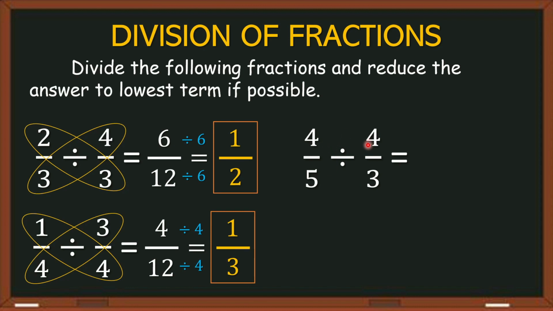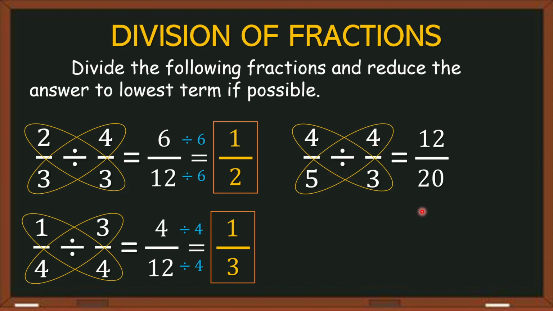Punta naman tayo dito sa ating third example. So 4 over 5 divided by 4 over 3. So kagaya nung ginawa natin kanina, cross multiply lang yan. So let's multiply 4 times 3. The answer is 12 over. Ngayon naman itong 5 times 4. The answer is 20. Now i-lowest term natin ang 12 over 20.